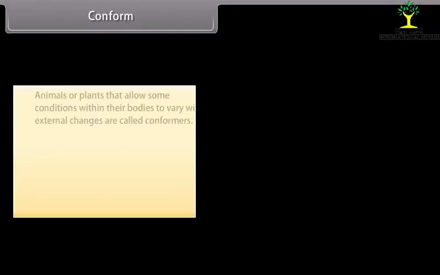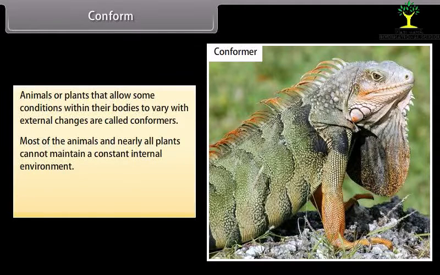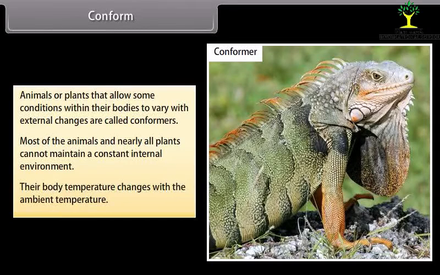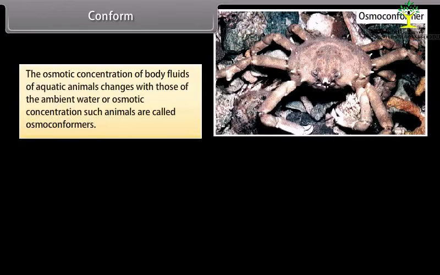Conform. Animals or plants that allow some conditions within their bodies to vary with external changes are called conformers. Most of the animals and nearly all plants cannot maintain a constant internal environment. Their body temperature changes with the ambient temperature. The osmotic concentration of body fluids of aquatic animals changes with that of the ambient water. Such animals are called osmoconformers.